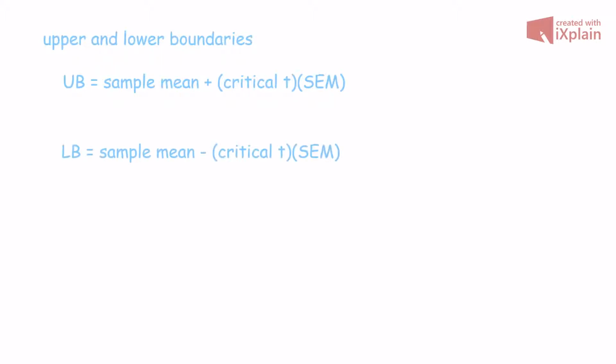The lower bound, again, the lowest plausible value in the range, starts with the sample mean, but now rather than adding the product of these two terms, in the lower bound we subtract the product of those two terms. This term and this term, of course, are the same. It's just we're subtracting in the lower bound from the mean, and in the upper bound we're adding to the sample mean. The product of these two terms is called the margin of error.